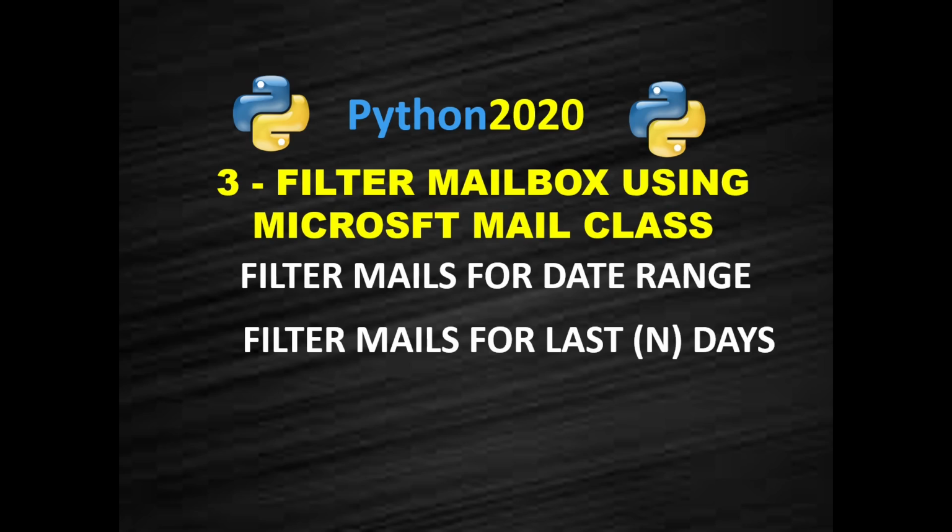Welcome back to another video of Python Outlook automation, and this is the third video where we will see how to automate Outlook emails using Python, and this time how to filter emails for a date range and how to filter emails for the last n days. In many scenarios it will be required to filter the emails between two different dates. That time you can apply this filter from here.